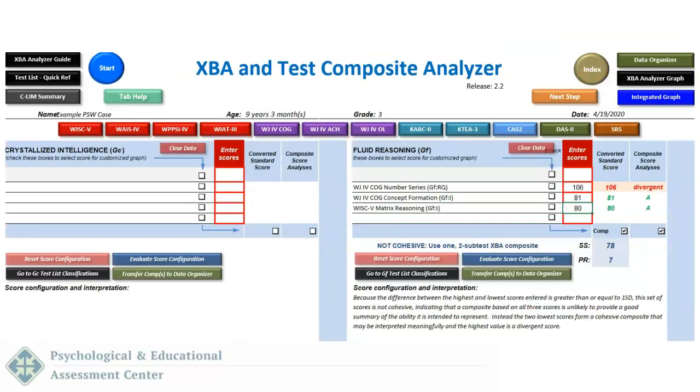With the added score, the XBAS calculates which of the provided scores are cohesive. In this example, it determined that the standard score of 81 and 80 were cohesive, and it kicked off the subtest with the standard score of 106, indicating that it is divergent, which means statistically different from the other scores.